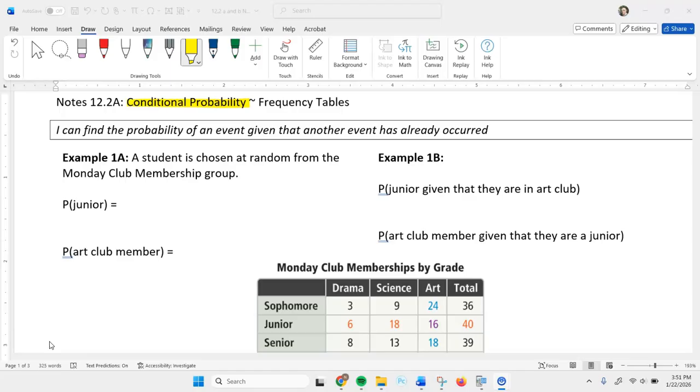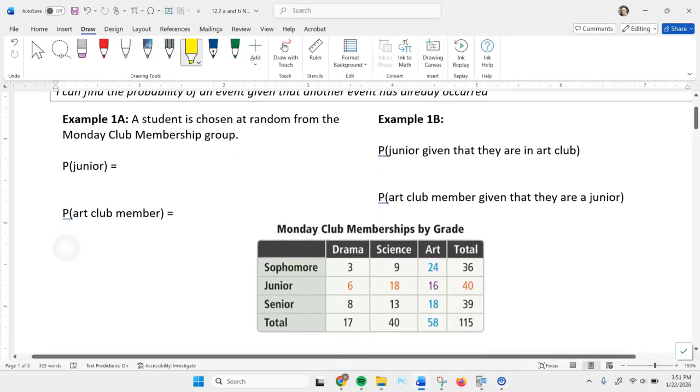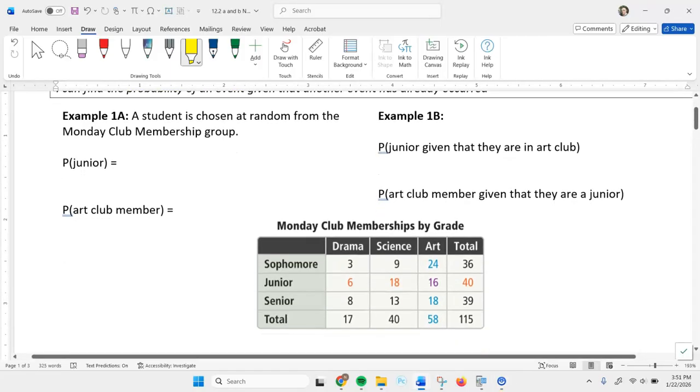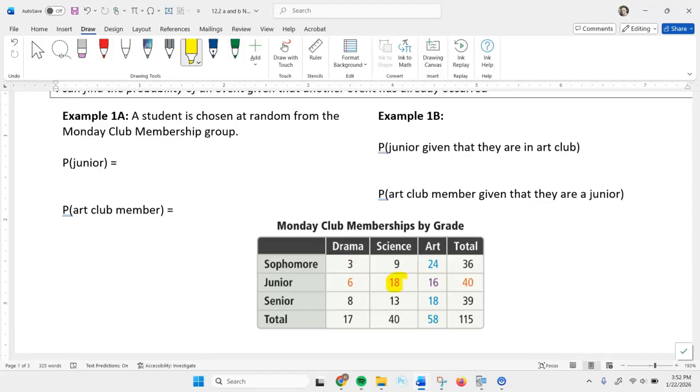We're going to look at this scenario where we have this table of different club memberships by grade. So let's just study this table for a minute. We can see that we have three different club memberships: a drama club, a science club, and an art club. We can see the different grades. We have the sophomores, juniors, and seniors that are part of these clubs. So the way that you would read it is this 3 here represents that there are 3 sophomores in drama club. There are 18 juniors in science club.